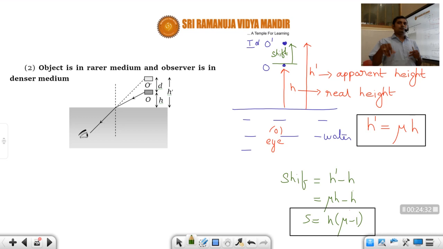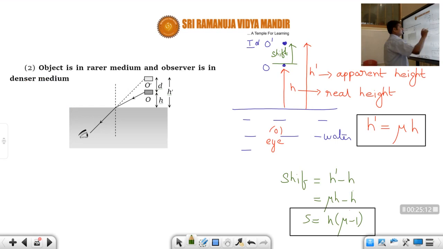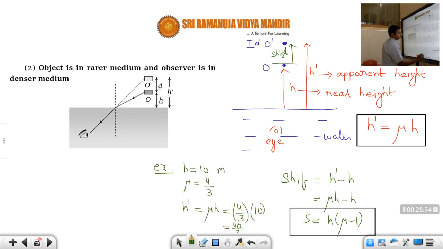So this is about real depth and apparent depth. Real depth will always be less than apparent depth, because here real depth is less than apparent depth. See here, h dash. For example, suppose h is equal to 10 meters and let us say mu of water is 4 by 3. Now what is the apparent height, students? Apparent height is equal to mu times h. What is mu? 4 by 3 into 10. That means 40 by 3. Correct or not, students?